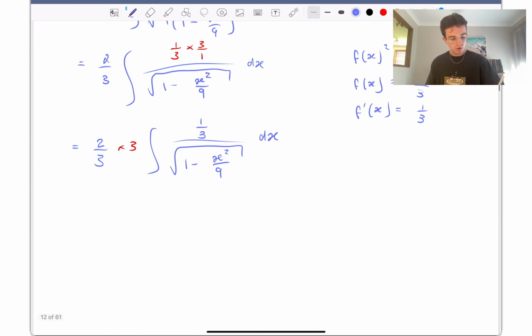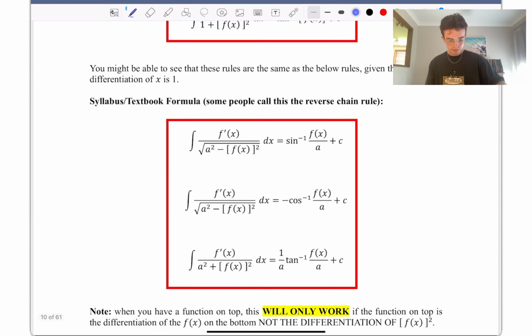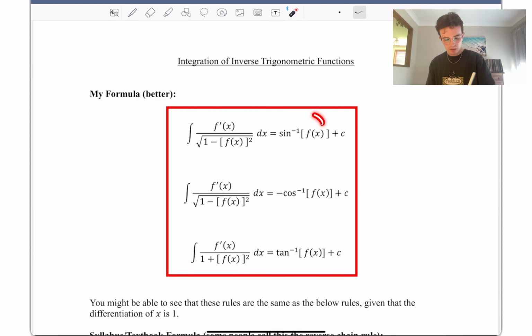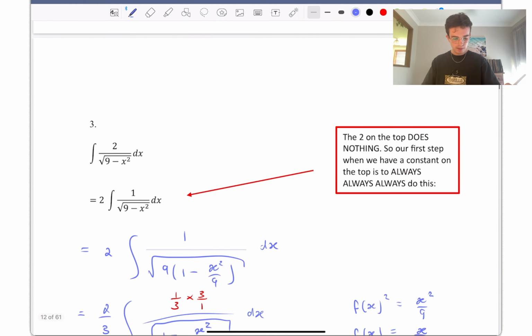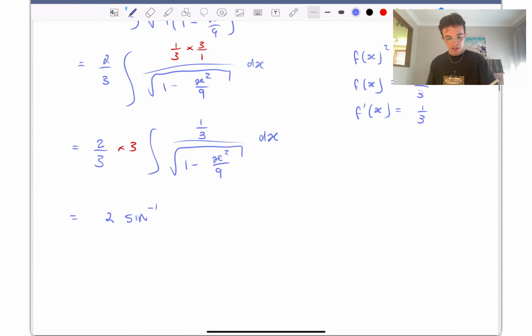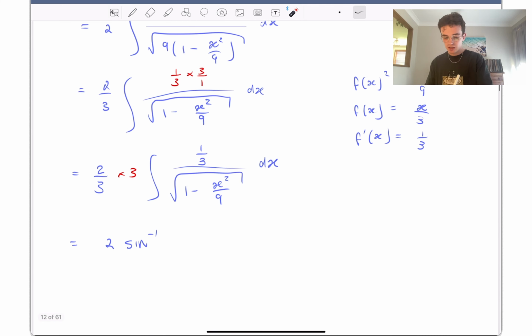So let's apply our formula. Now 2/3 times 3 is 2. This is a sine inverse. Now the formula tells us we want f of x in the brackets. Importantly, f of x is not x squared on 9. F of x over here we've said is x on 3. So sine inverse of x on 3, and of course we plus our constant c.